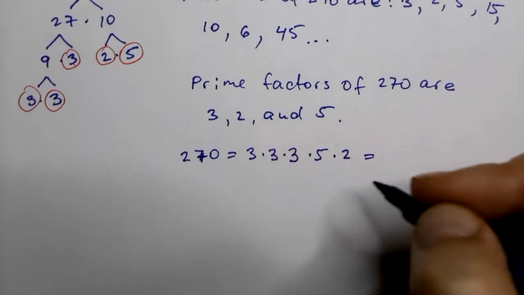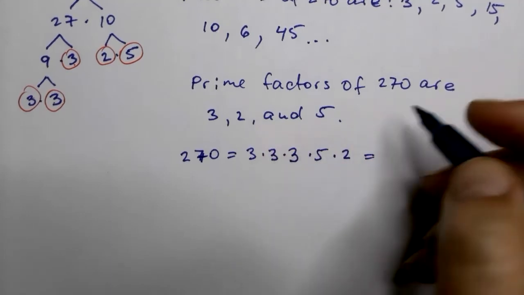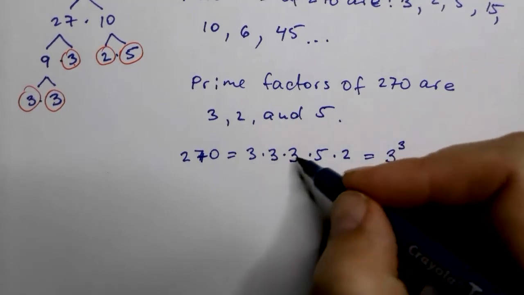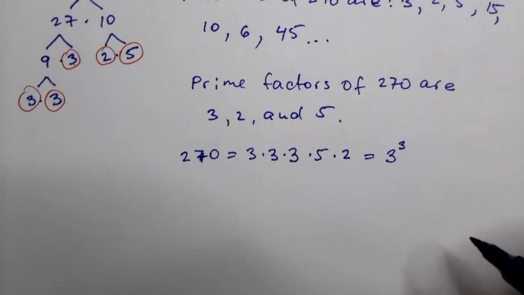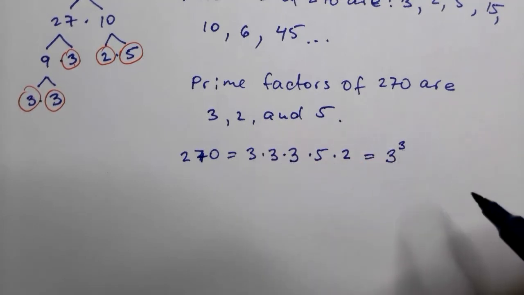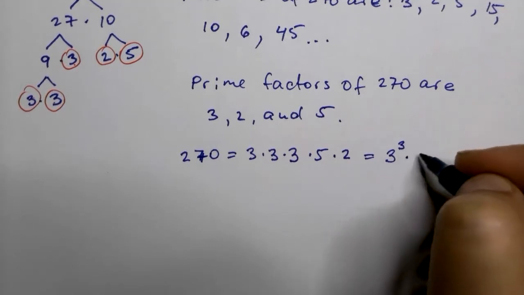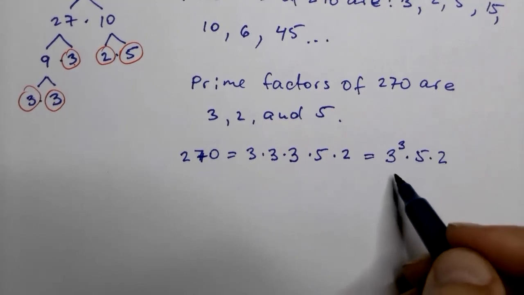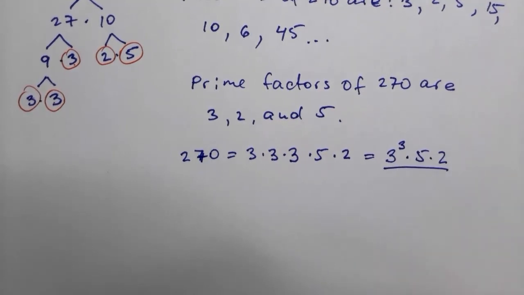Now you can write it in short notation using exponents. We have a factor of 3 three times, so we multiply 3 by itself 3 times, so the exponent is 3, and then 5 and 2. So this is a shorthand notation of the same thing.